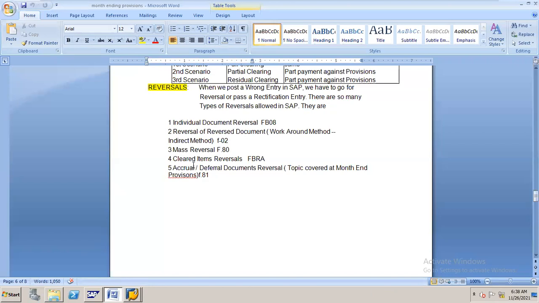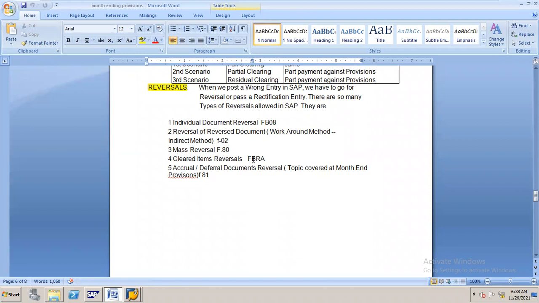This is also over. This accrual deferral document we already discussed, month-ending provisions: creating the provisions, and after that, we have to reverse. What is the T code we use? FBS1 is the creation of provision. F.81 is for reversal of accrual deferred document. This we already discussed. Only thing left is cleared item reversal. What is cleared item reversal? So here I create the provision, then it comes under open item.